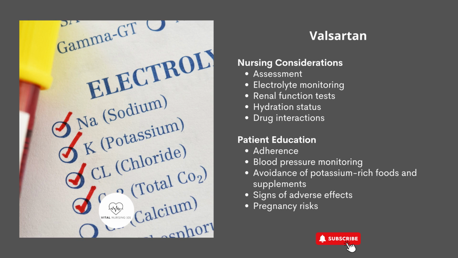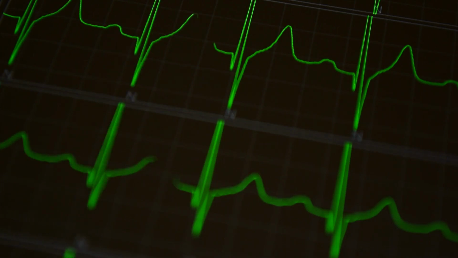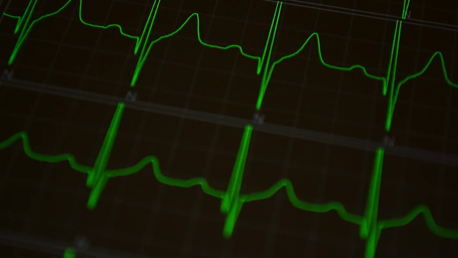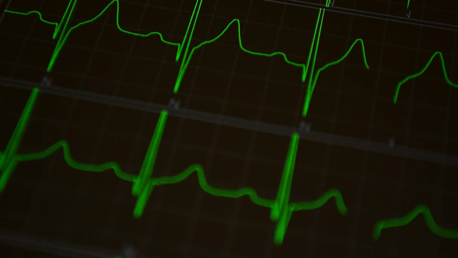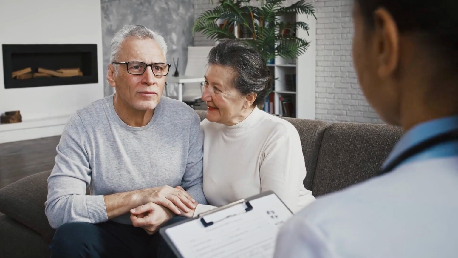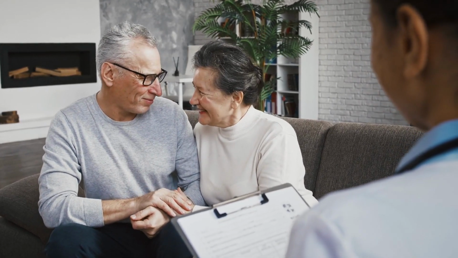Valsartan is a cornerstone medication for managing hypertension, heart failure, and post-MI care. By understanding its indications, mechanism, potential adverse reactions, and nursing considerations, you can play a crucial role in ensuring safe and effective therapy for your patients. As nurses, your vigilance and patient education efforts are critical to optimizing care and preventing complications.